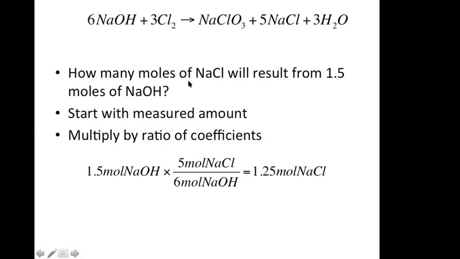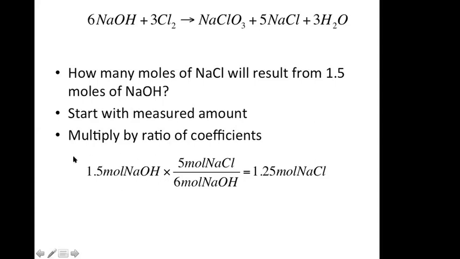So if we have sodium chloride and sodium hydroxide, the sodium hydroxide is this first chemical, and it has a coefficient of 6. And the sodium chloride has a coefficient of 5, so it's over here. And so the question says, how many moles of sodium chloride will result from 1.5 moles of sodium hydroxide? So what we know, the measured amount, is the 1.5 moles of sodium hydroxide.